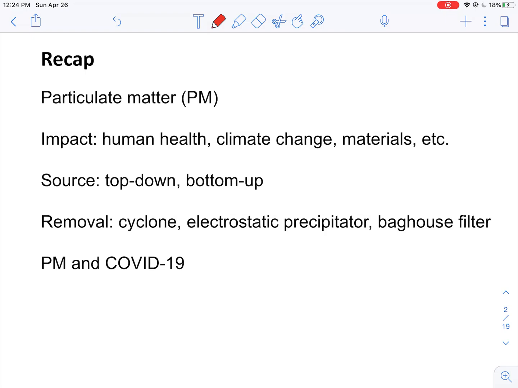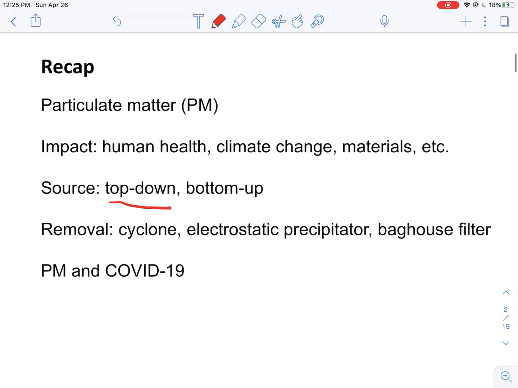In terms of the sources of PM, they can be generated both from the top-down method and the bottom-up method. What that means is PM can be generated by disassembling or fragmenting larger pieces of objects, but also they can be formed from molecules, like combustion, where you form carbon species, and then they further collide and form larger particles.